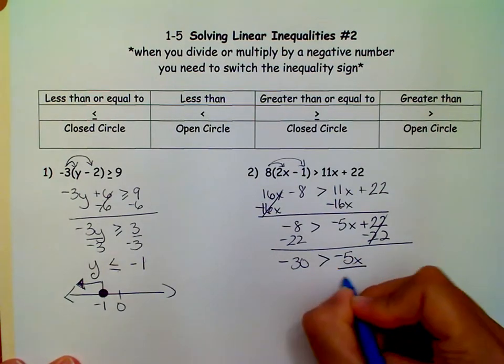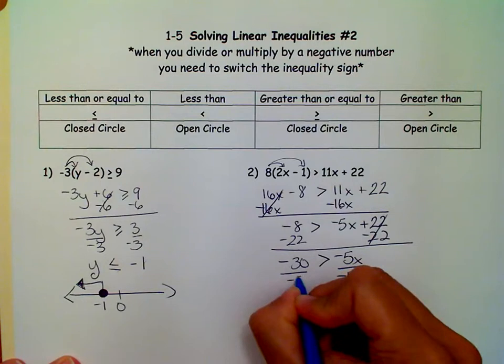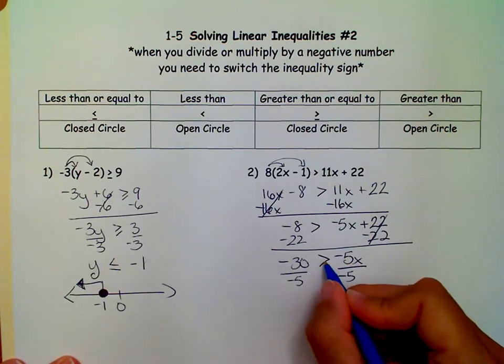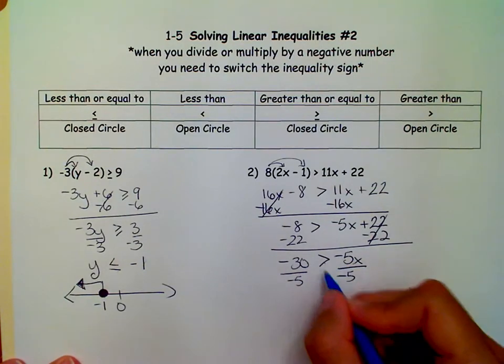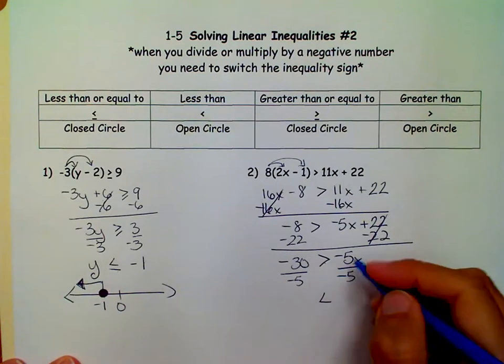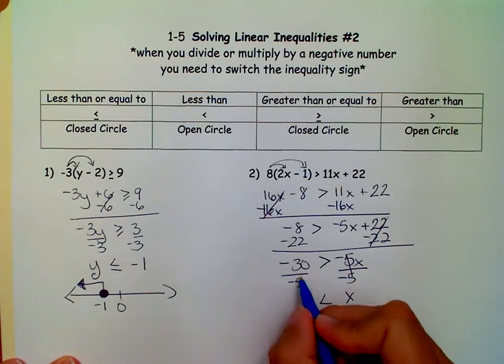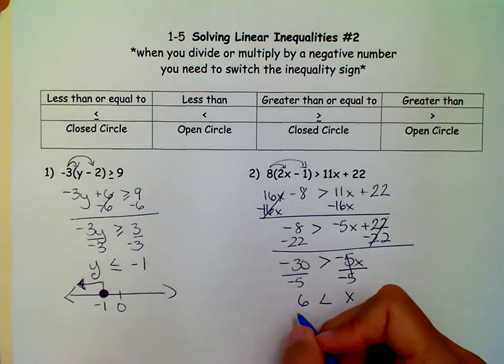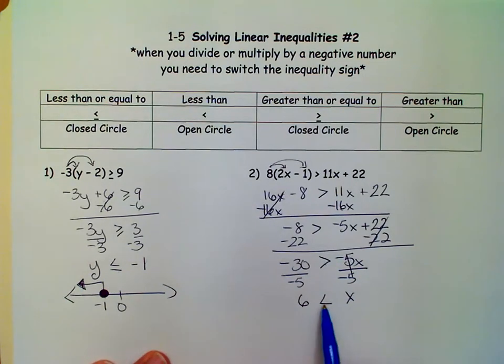Now I'm going to divide by -5 to get rid of the x. Notice I just divided by a negative. That means this has to switch. So it was greater than. It's now going to be less than. So I have an x, and I get a +6. So we have x, if we read it this way, I should say, 6 is less than x, but if we read it this way, x is greater than 6.